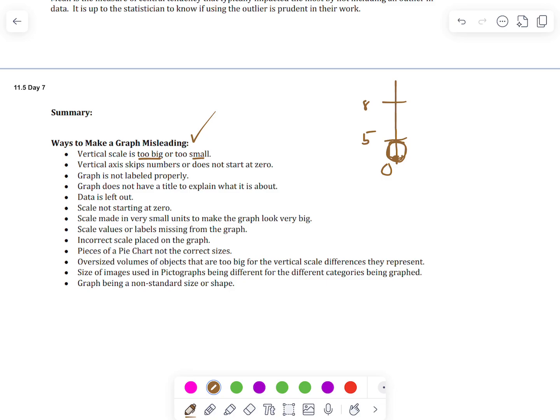Scale might not start at 0, like we showed here. Scale may have very small units to make the graph look very big, or missing labels in the graph. Incorrect scale placed on the graph. We talked about the pie charts. Remember, a pie chart always needs to add to 100%. Oversized volumes of objects that are too big or too small on a vertical axis. The size of images used in a graph might not be categorized correctly in the same shape or size.